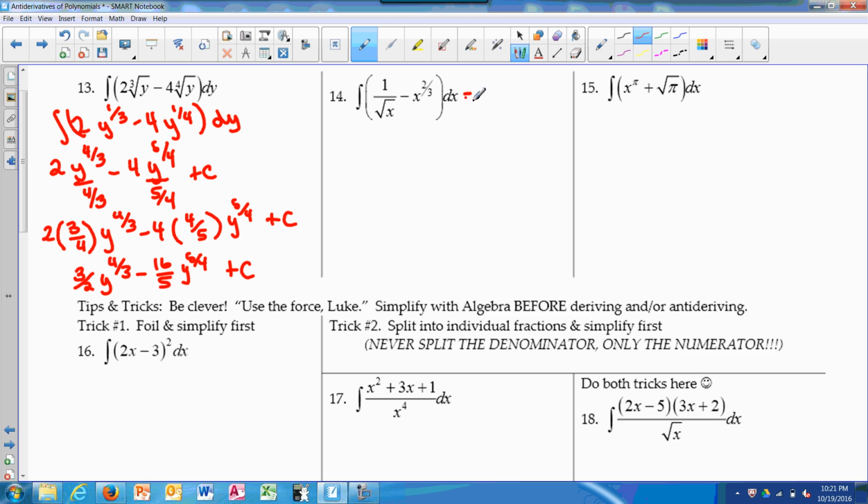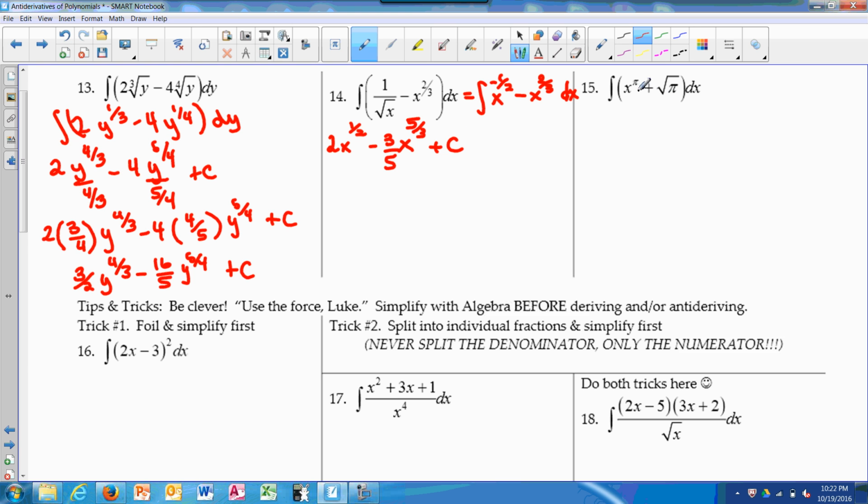For number 14, I'm going to rewrite again. This is x to the -1/2 power minus x to the 2/3 power. Still a dx problem this time. So when I add, I get x to the +1/2 divided by a half, which I know is multiplying by 2. When I add to 2/3, I get 5/3. And dividing by 5/3 is multiplying by the reciprocal. So I'm going to start skipping some of the basic algebra steps.